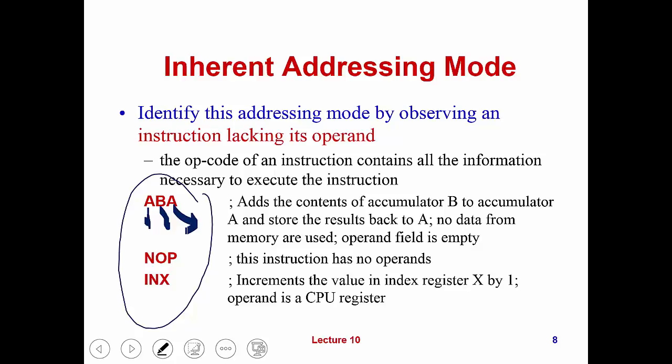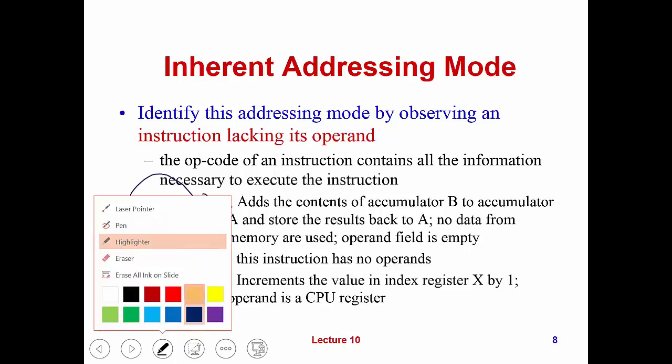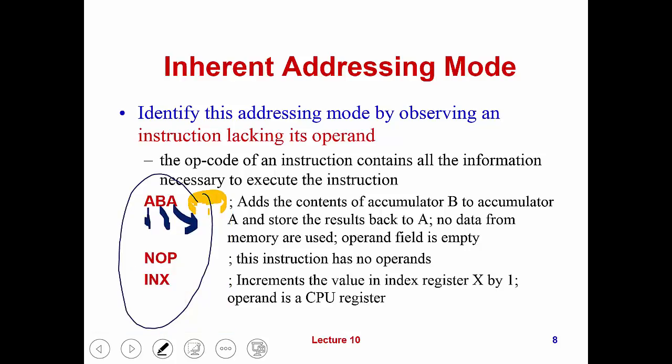So no data is needed from memory. That's why we only have one field, which is the opcode field. Remember, we have 4 fields for any instruction. Here we only have one field, which is the opcode. So we don't need any operand field.